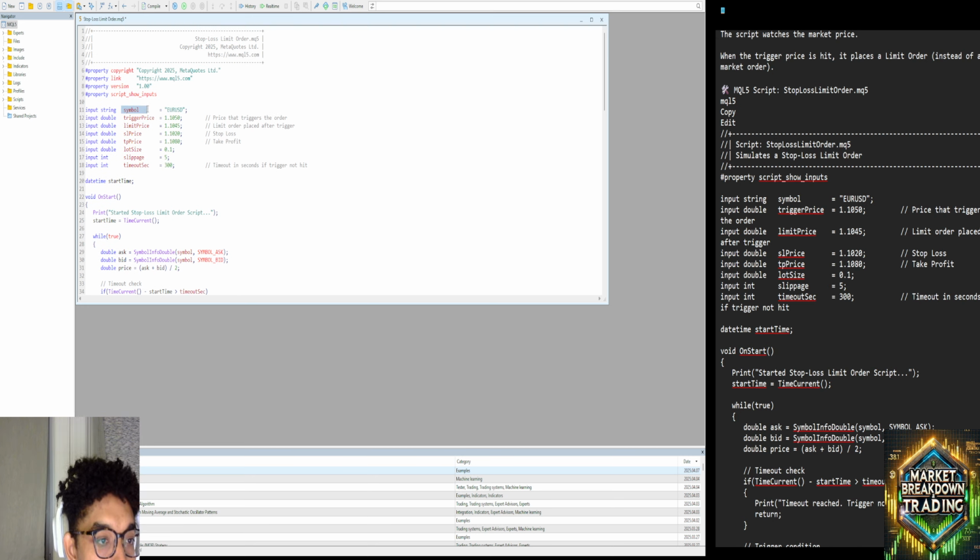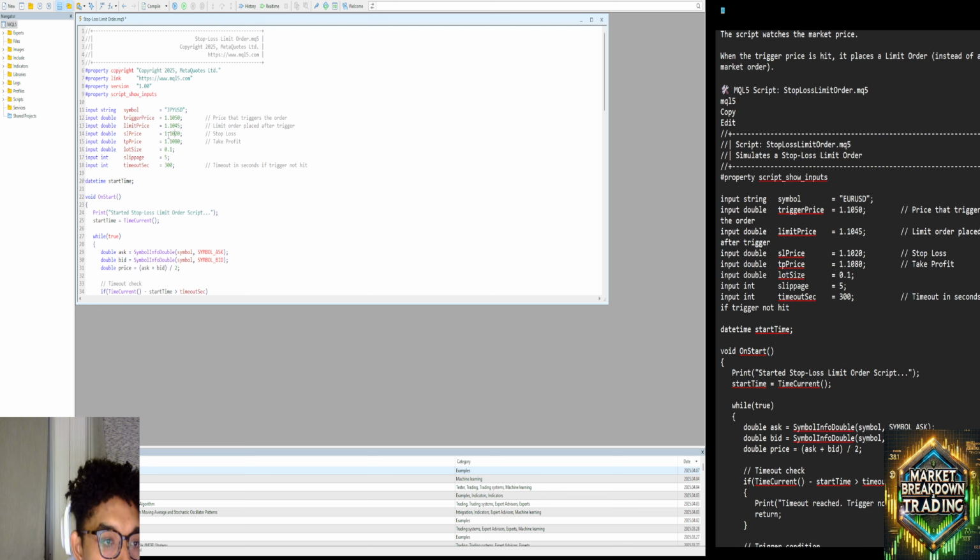So we have the symbol. This is basically the symbol that represents the security you're trading. Here it should be JPY USD. There's got to be a way to have this just pull from whatever chart you have, but I'll think about that later. You have the trigger price, the price that actually triggers this order. The limit price, the limit order that's placed upon the trigger price being hit.